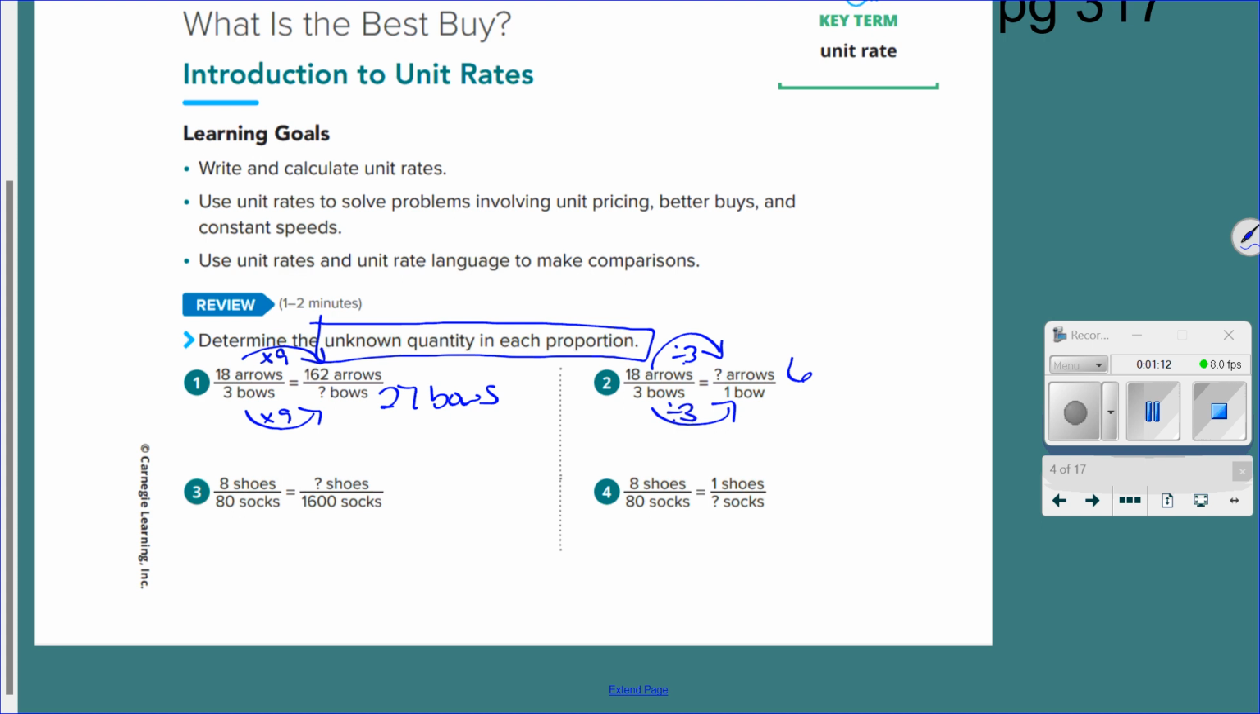6 arrows. Can I do something to 80 to get to 1600 evenly? What? Times 20. So what is 8 times 20? 160 shoes. And can I do something to 8 to get to 1 evenly? Yes, divided by 8. So 80 divided by 8? 10. Stop. Any questions? We have done this many, many times. Let's look at the next page.